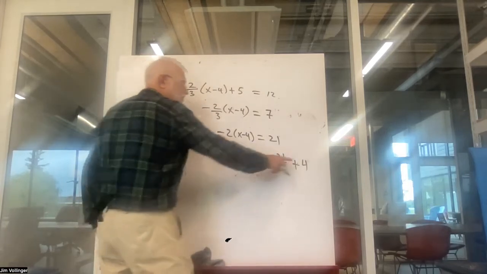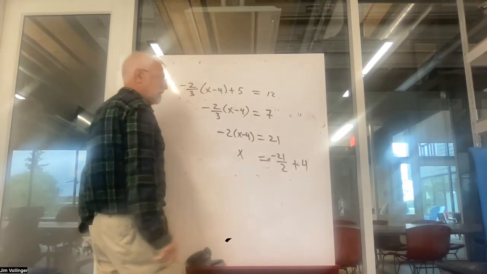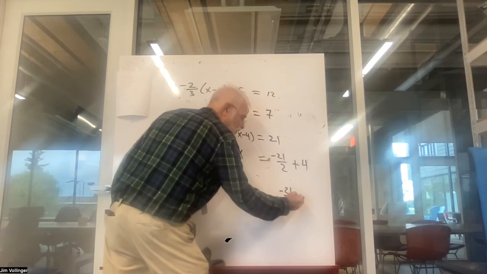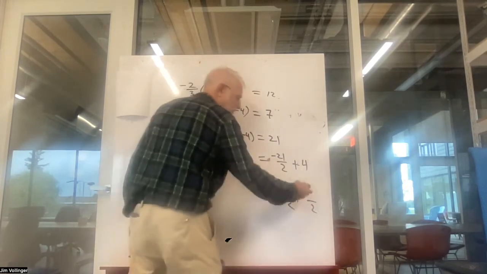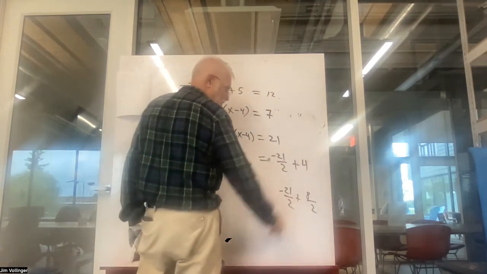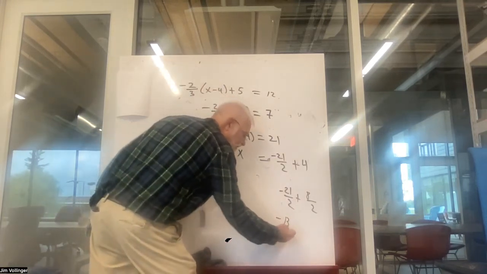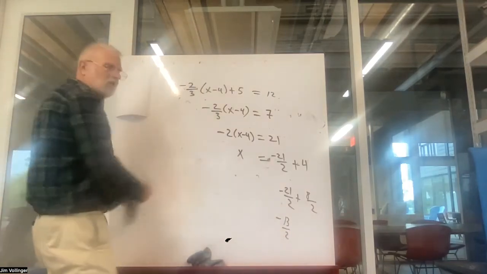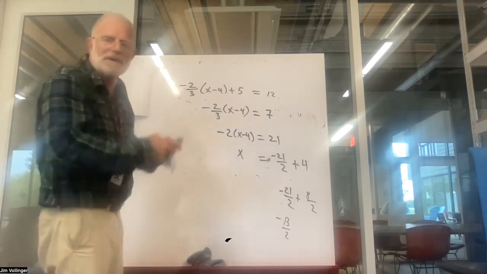How do you add an integer and a fraction? Well, you make the integer look like the fraction. So what are you dividing by 2 to get the number 4? You do 2 times 4 is 8. Okay, so what's -21/2 plus 8/2? I think it's -13/2, which is -6.5. Yeah, so it's over here somewhere. I trust that answer because I looked at it graphically and it matches up.